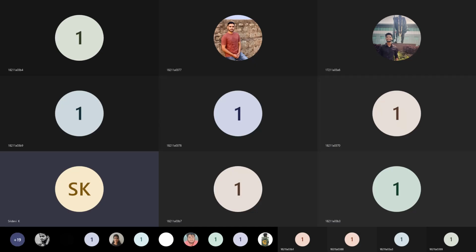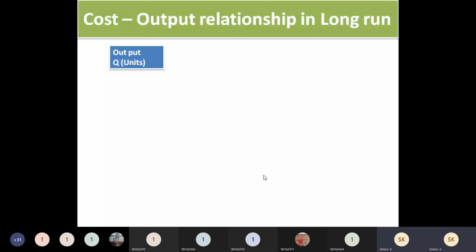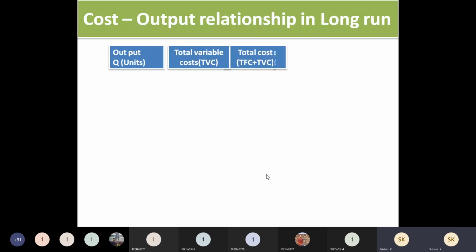Long run, how these cost and output are related. All the columns will be existing as we have seen in the short run, no? But the only column that is missing is fixed cost. You have to keep in mind fixed costs are not going to exist in the long run. So that column you remove and make the total cost equal to the variable costs.